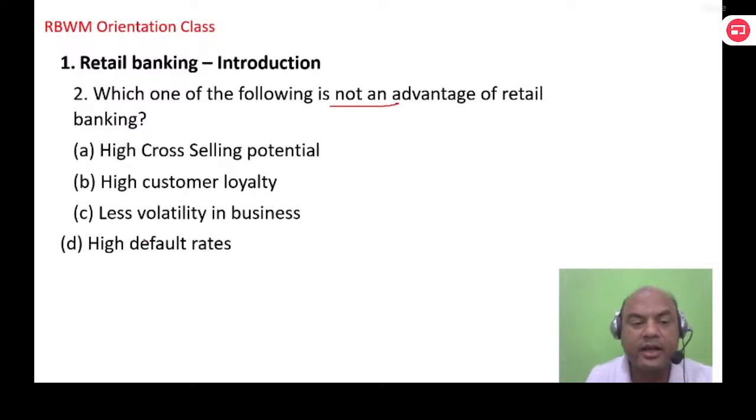It is D again, D. See here, B is not the answer, not an advantage. Customers are loyal in retail banking. Remember, customers don't change their banks very often in retail banking. How many of you have changed your retail banking account in the last 6 months? 2 times, 3 times? Opened a saving account here, then closed it. Opened a saving account there, then closed it. No, we don't do it. Once the saving account is opened, we keep it for long years, right? Except unless there is a bad experience from that branch or bank. Okay.